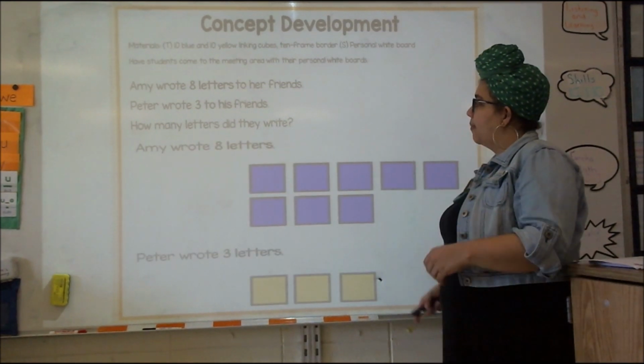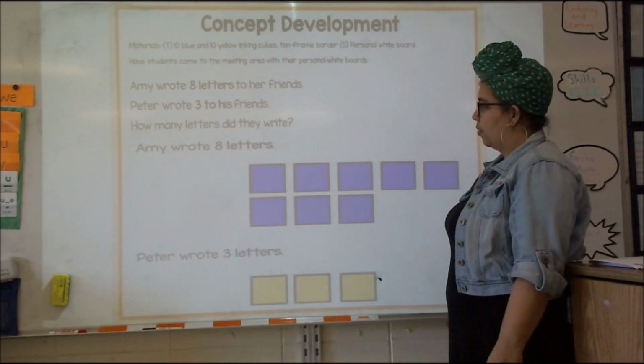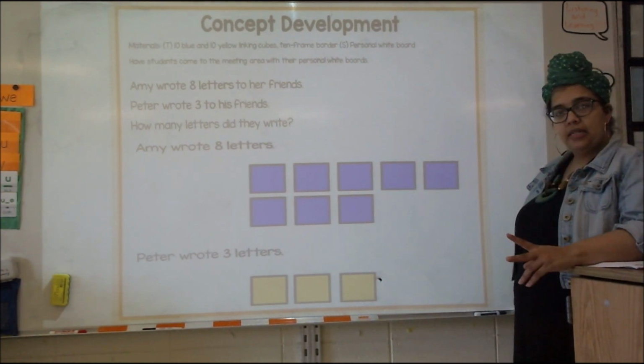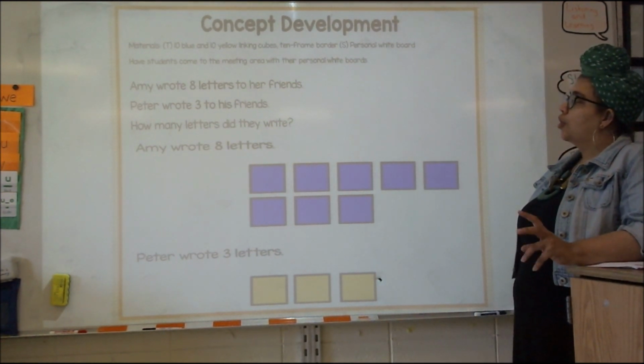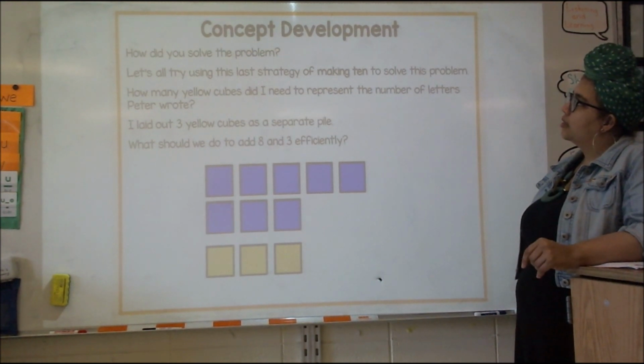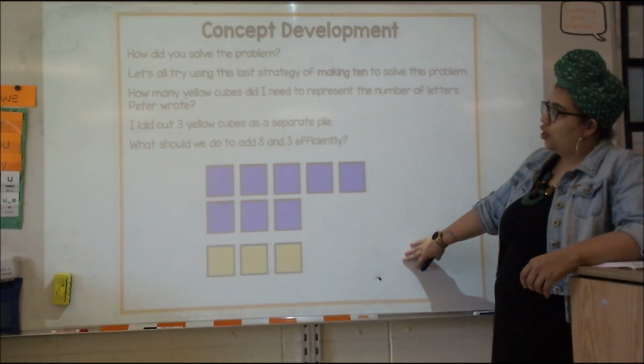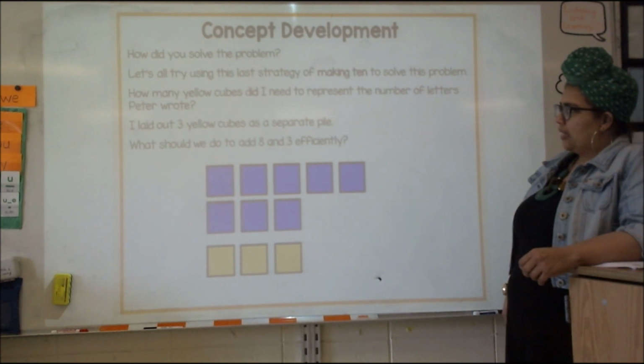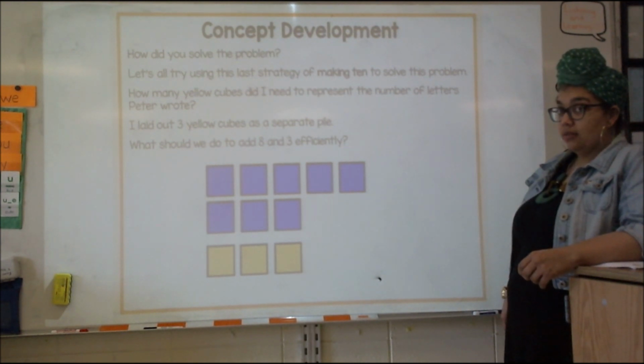All right, well, that means we get a picture like this. Amy wrote 8 letters and Peter wrote 3 letters. All right, that looks good, nice and neat. Cool. We're going to put them together when we see this. So we're going to try to use our strategy of making 10. So we laid out the blue cubes and the yellow cubes that represent the letters in separate piles. What should we do to add 8 and 3?